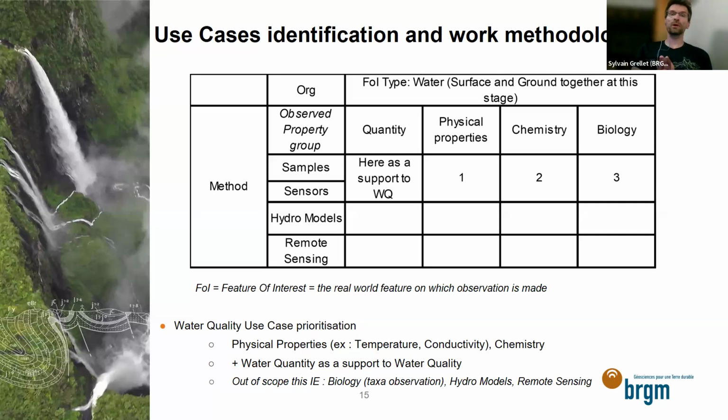So how did we scope our work? The first exercise was obviously to start with the use cases, a classical way of working. And we summarize all the proposed use cases in that table. So we mixed both surface and groundwater together in that table. So yeah, that water quality interoperability experiment is both for surface and groundwater data.